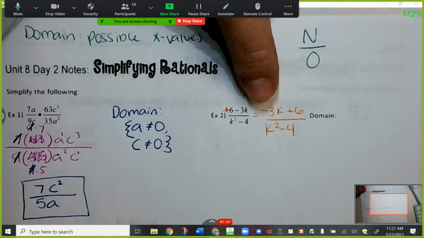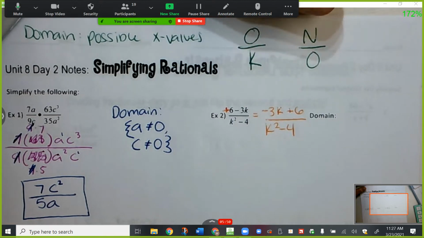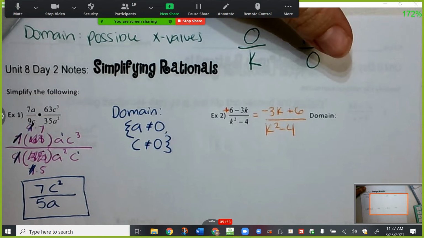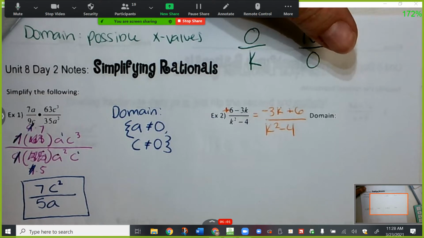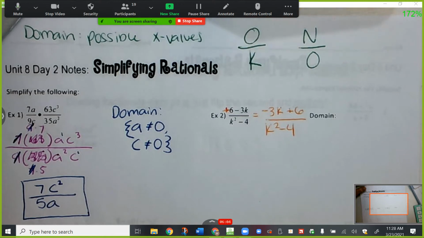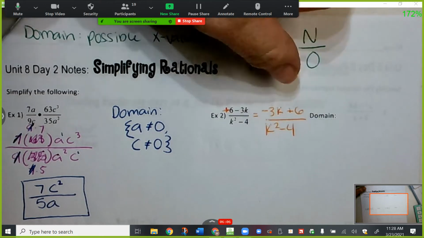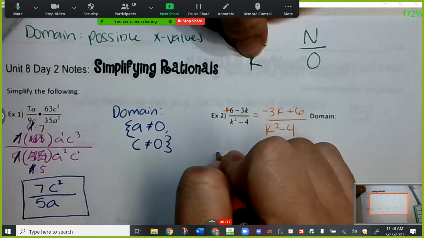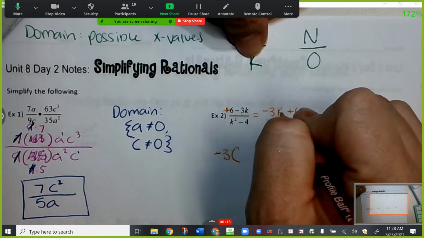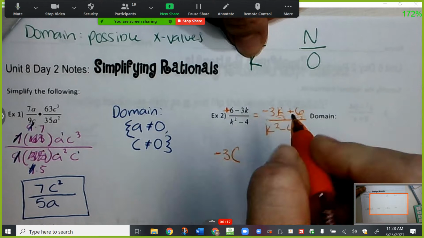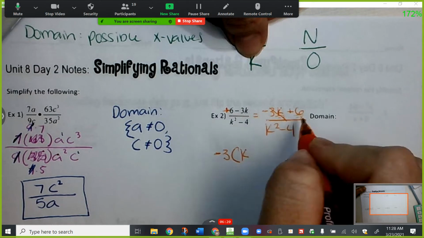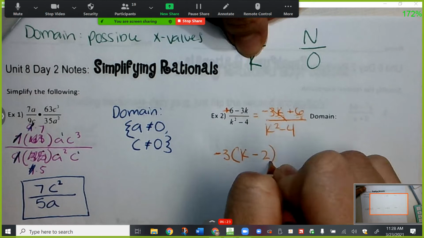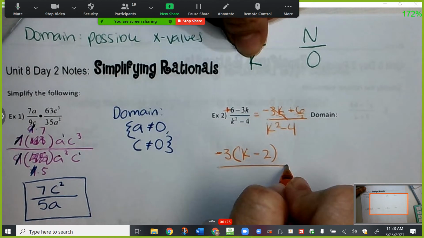Okay, so now how can I factor the top and the bottom? Because they can both be factored. How would I factor the top? What should you always check for first? A GCF. Does the top have a GCF? Yeah, what is it? 3. What kind of 3? Remember, anytime the first term is negative, you take out a negative. So we're going to take out a negative 3. And when I take out a negative 3, divide by negative 3, divide by negative 3, I get k. And then 6 divided by negative 3 is negative 2. So that's my new numerator.